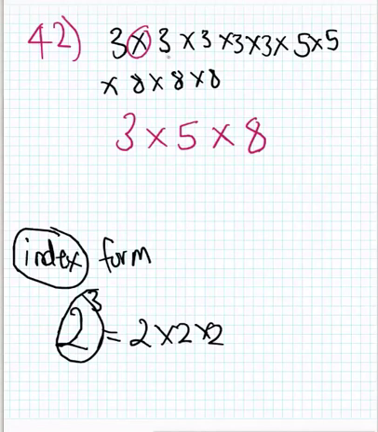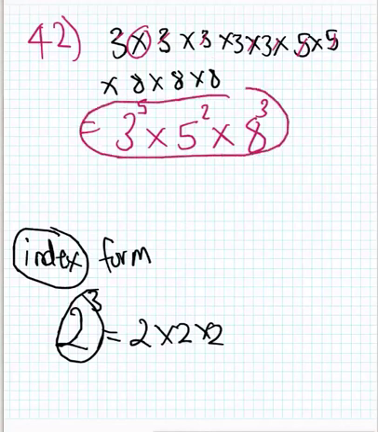How many 3s do you see in the whole thing? There's 1, 2, 3, 4, 5, so power 5. How many 5s do you see? 1, 2, so that's 2. And how many 8s do you see? There are 3. And that is your answer. So this is how we simplify numbers when we're multiplying the same numbers, in index form. And this is what we're going to use when doing a factor tree.